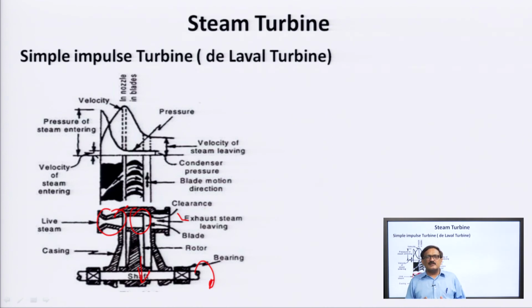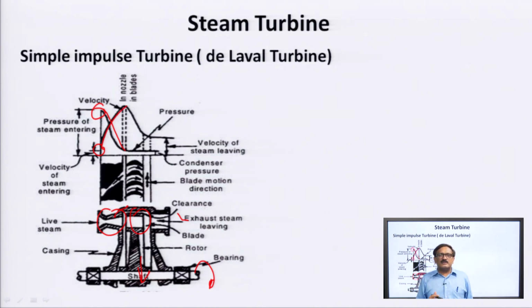As discussed, it converts the high pressure and temperature energy of steam into mechanical work. How? First, the high pressure and temperature steam expands in the nozzle, where at the expense of pressure and temperature, or enthalpy, it gains kinetic energy, so the velocity of the steam coming out of the nozzle is increased. At the entry of the nozzle, velocity is very low and pressure and temperature are very high. As it expands, pressure and temperature drop, that energy is converted into kinetic energy, and the velocity of the steam increases.